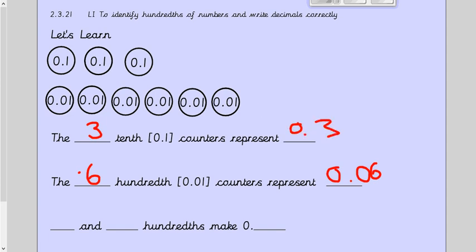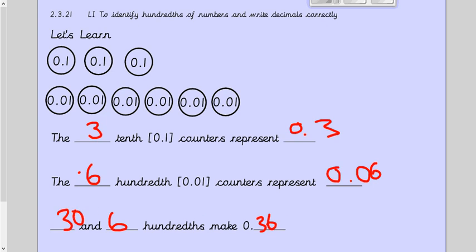So therefore, we have 3 tenths and 6 hundredths make 0.36, okay, because we have, well, 30, I guess, actually, sorry, it should be 30 hundredths and 6 hundredths make 36 hundredths, okay, because if that's 0.3 tenths, then that's 30 hundredths, so 30 and 6 hundredths make 0.36, okay.